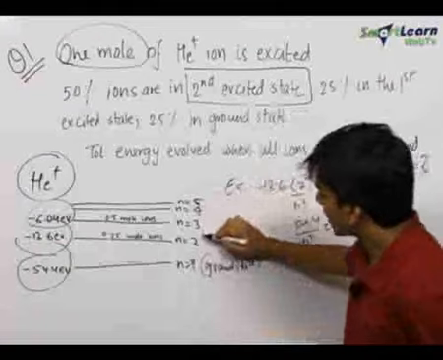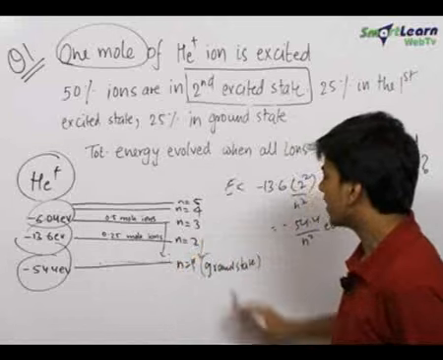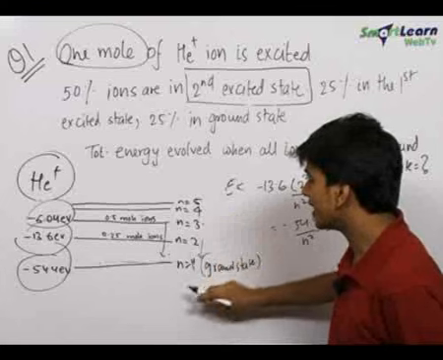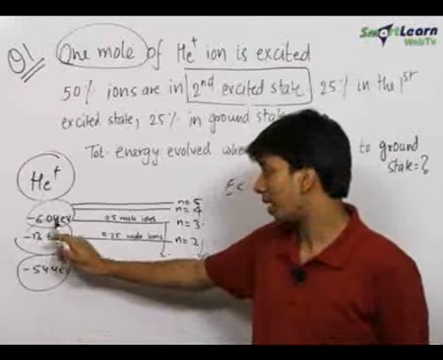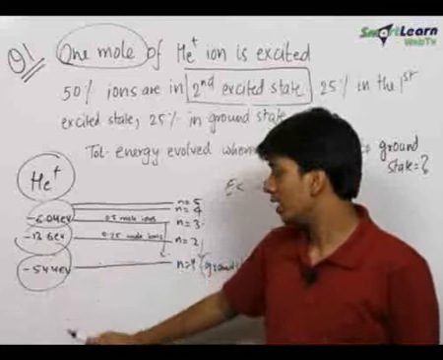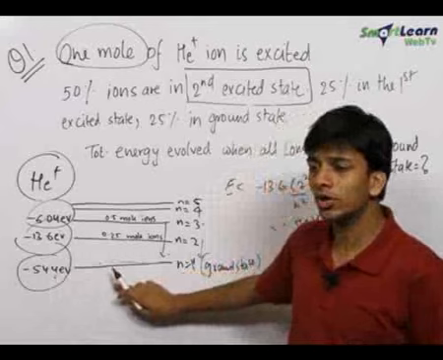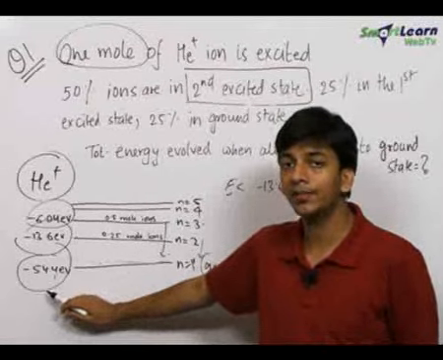Now when the ions come from n is equal to 2 to n is equal to 1 and n is equal to 3 to n is equal to 1, they release some energy, because n is equal to 3 is a higher energy state than n is equal to 1. Minus 54.4 is, mind you, smaller than minus 6.04 or minus 13.6. So this is the lowest energy state because it is closest to the nucleus, and the electron will be more stable over here.